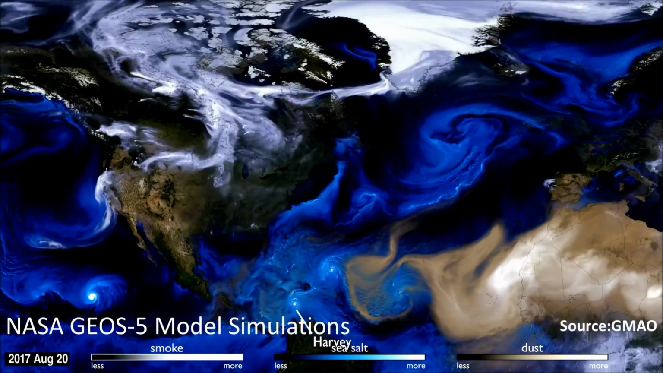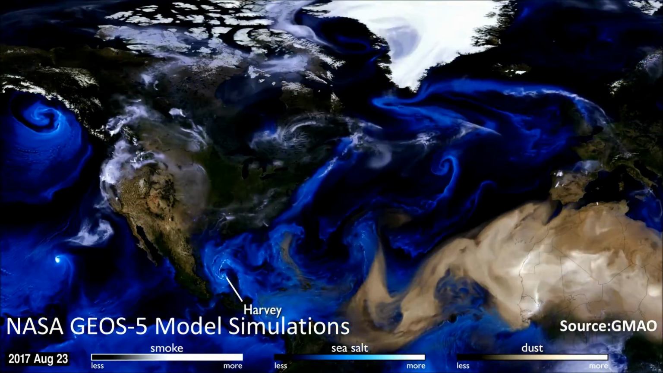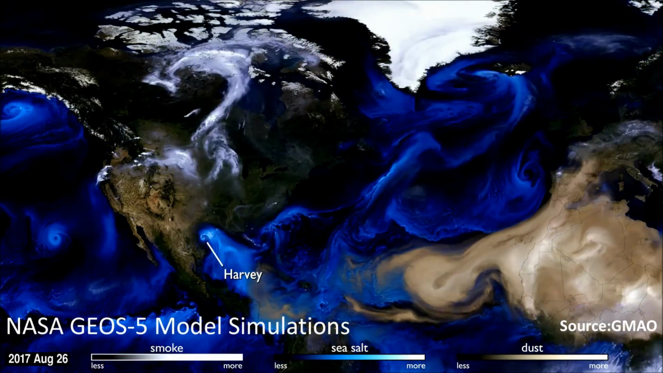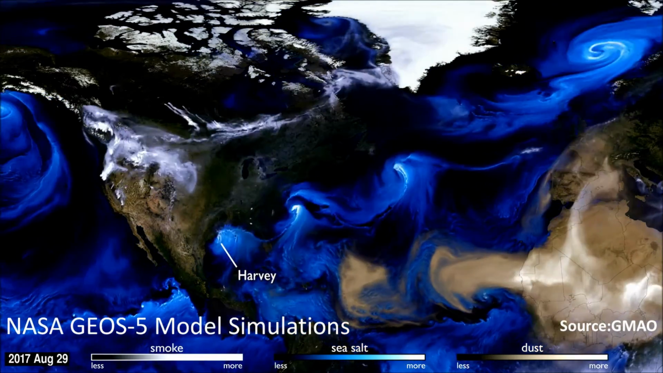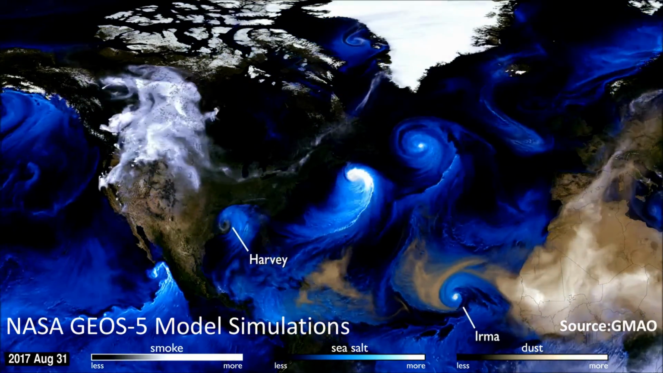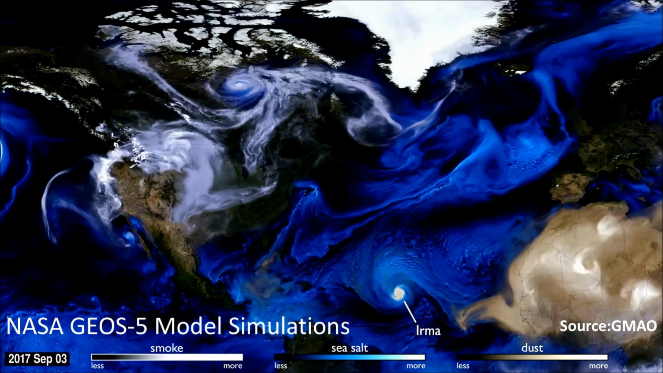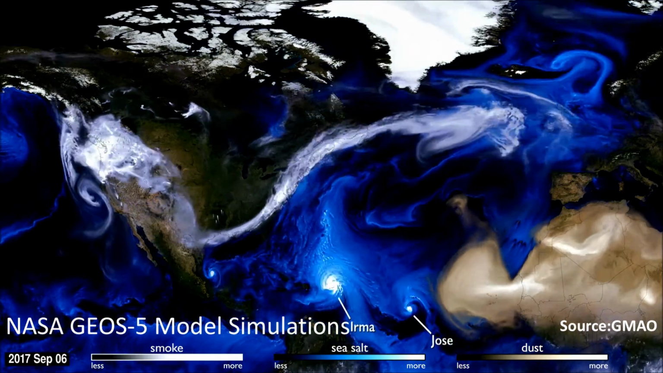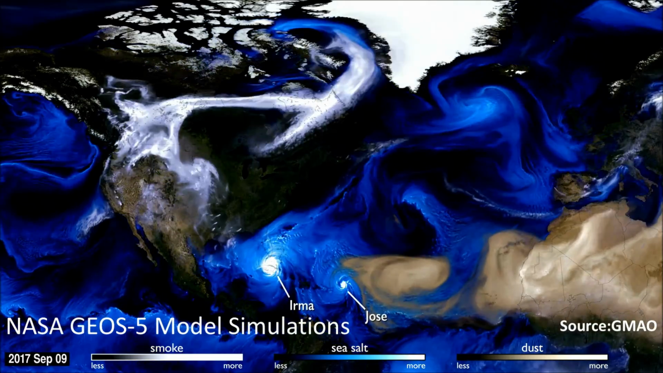Anyone? Sea salt. Yes, the scale is there. So sea salt. We get a lot of particles emitted into the atmosphere by wind blowing over the ocean surface, and those are basically sea salt particles. They stay in the atmosphere and move all around. You can see multiple hurricane systems, Irma and Jose, and they are producing a lot of sea salt particles.